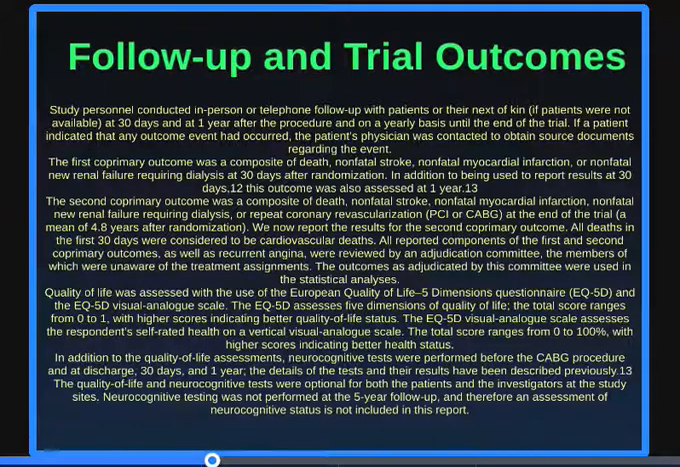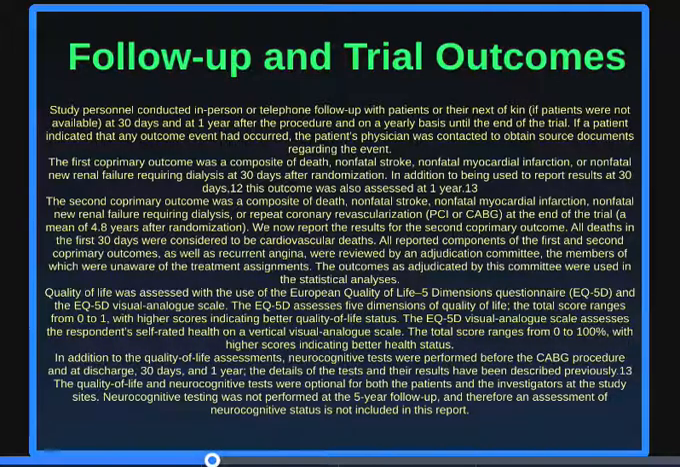In addition to being used to report results at 30 days, this outcome was also assessed at 1 year. The second co-primary outcome was a composite of death, non-fatal stroke, non-fatal myocardial infarction, non-fatal new renal failure requiring dialysis, or repeat coronary revascularization at the end of the trial. We now report the results for the second co-primary outcome.